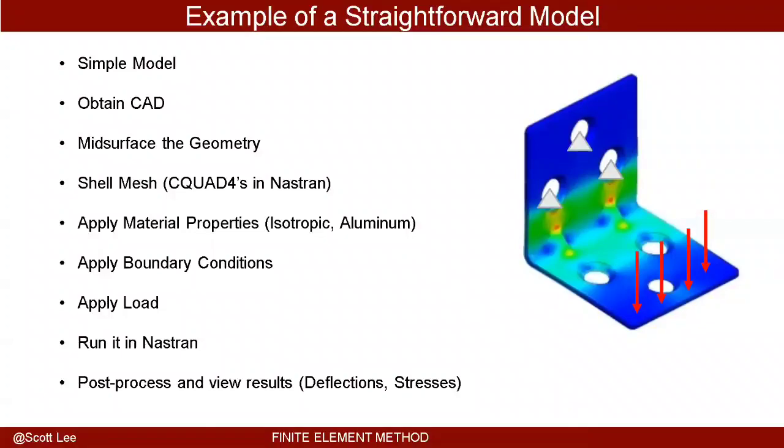You want to mesh it with shell elements, apply the material properties. For this example, it would be aluminum structure, so it's an isotropic material. Apply the boundary conditions at the 3 top holes. Apply the loading at the end of the flange. Run it in Nastran. Post-process and view the results, deflections and stresses. So this is an example of a very straightforward model. Next slide, please.